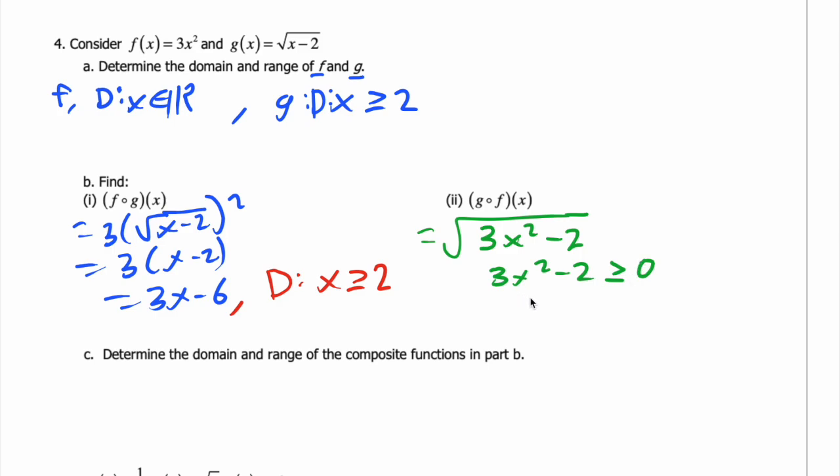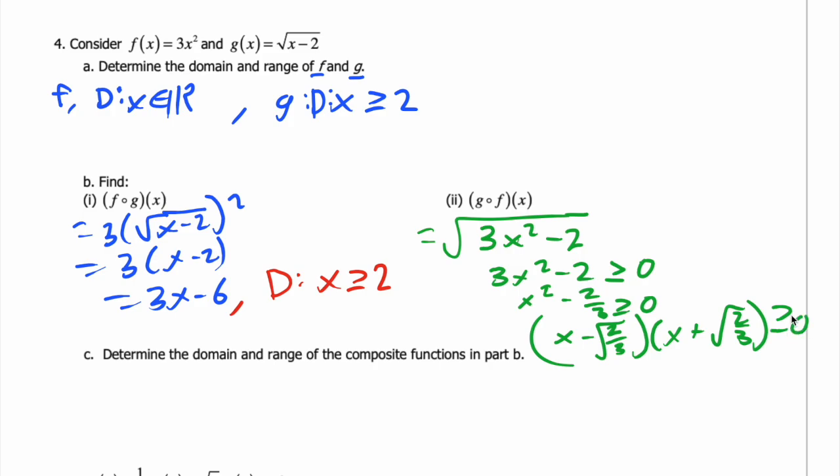And to solve that, you want to maybe factorize it, or maybe just divide both sides by 3. X squared minus 2/3 greater or equal to 0. So x minus root 2/3, x plus root 2/3 greater or equal to 0. This is a parabola pointing up, and this is negative root 2 over 3, root 2 over 3.